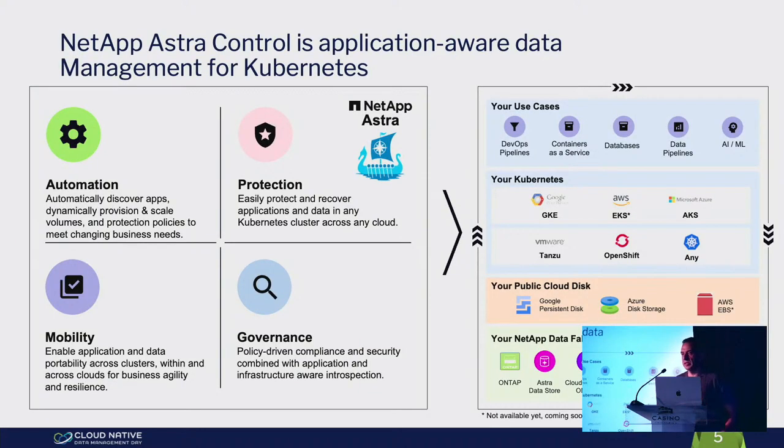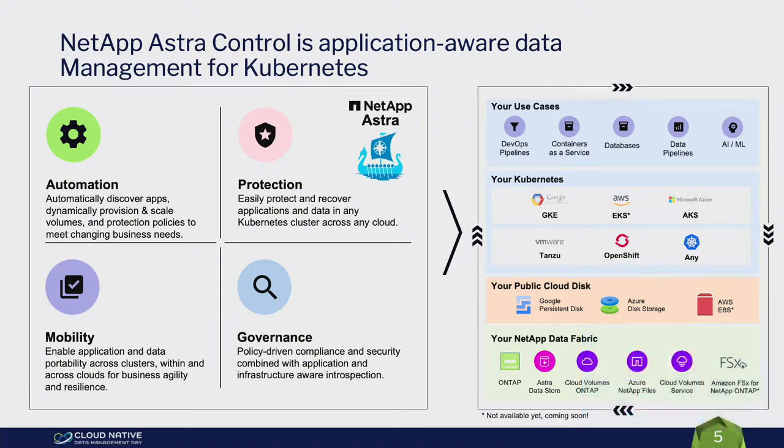So NetApp Astra Control is the solution from NetApp that we try to provide for this, to make sure that when you are protecting an application in Kubernetes, we are taking care of all the objects and all the metadata that are part of this application, not only the data inside the persistent volumes, which we can easily snapshot with a CSI snapshot or clone. So with Astra, we provide automation, we provide protection, we provide mobility, we provide governance.